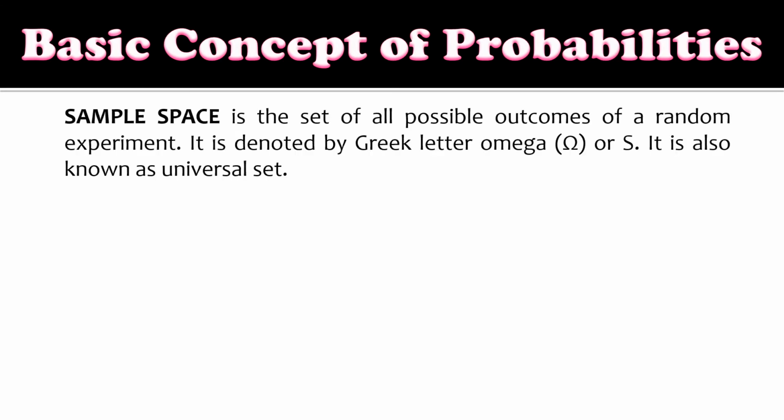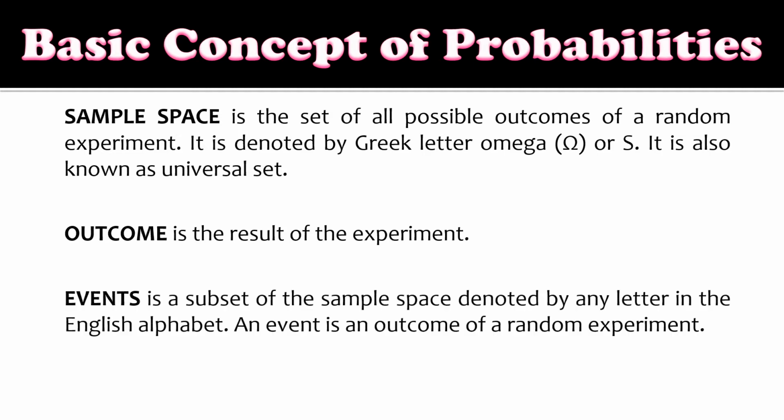Sample space is a set of all possible outcomes of a random experiment. It is denoted by the Greek letter omega or S. So usually, what we see here in the Philippines, it's represented by the letter S. It is also known as the universal set. Next, we have outcome. It is the result of the experiment. And then event. It's a subset of the sample space denoted by a letter in the English alphabet. So an event is an outcome of a random experiment.